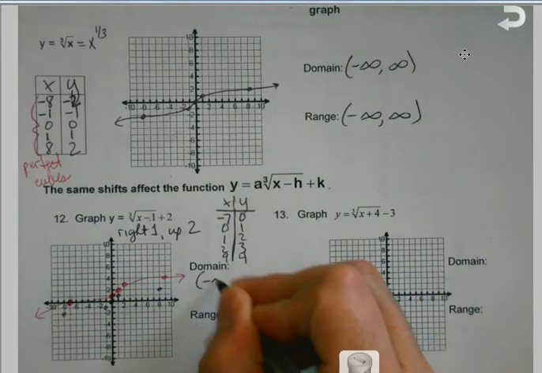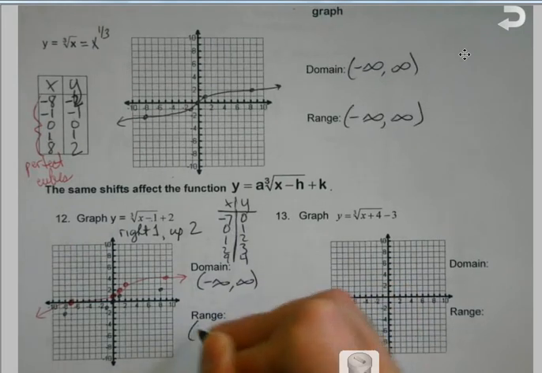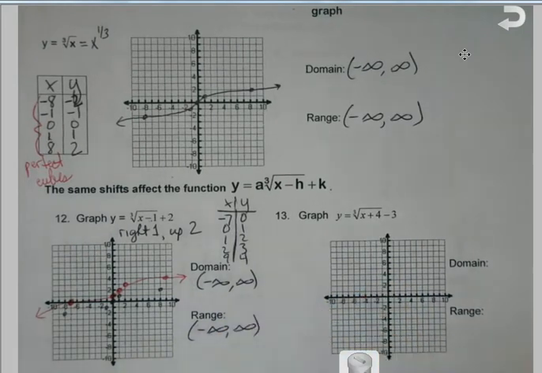It still doesn't change my domain and range, though. Love domain and range with these. Yep. Yeah, when they're cube roots, that's going to happen every time.